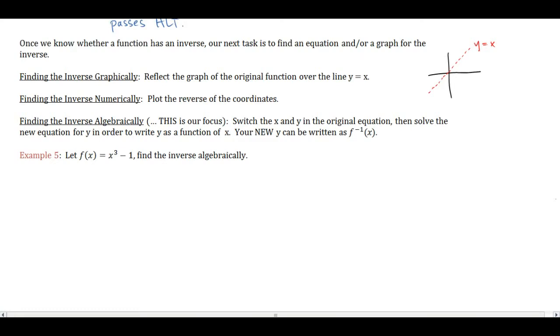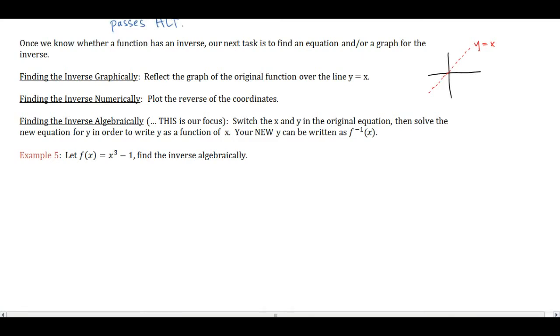And then algebraically says, hey, take the equation that you have and again switch the x's and y's, or what I like to say is replace all the x's with y's, replace all the y's with x's, and then go ahead from that step, make it say y equals, and that will be your inverse. So that's the way I will do example 5.